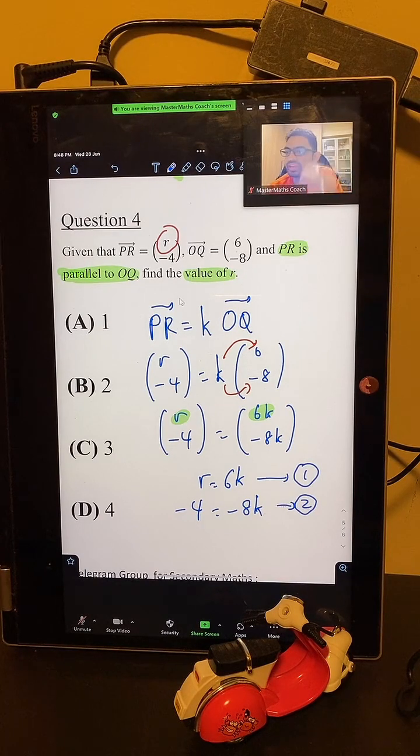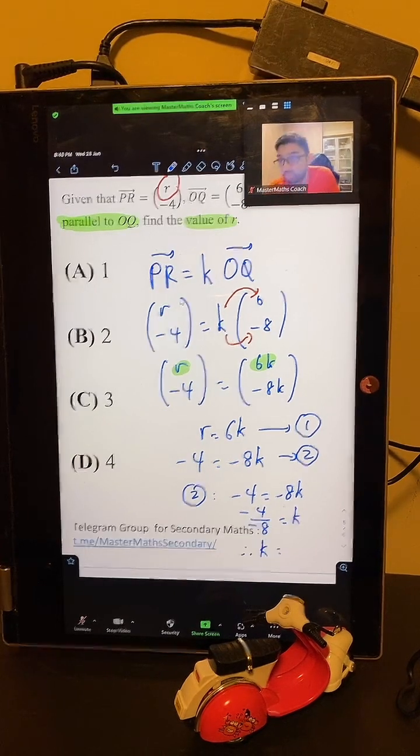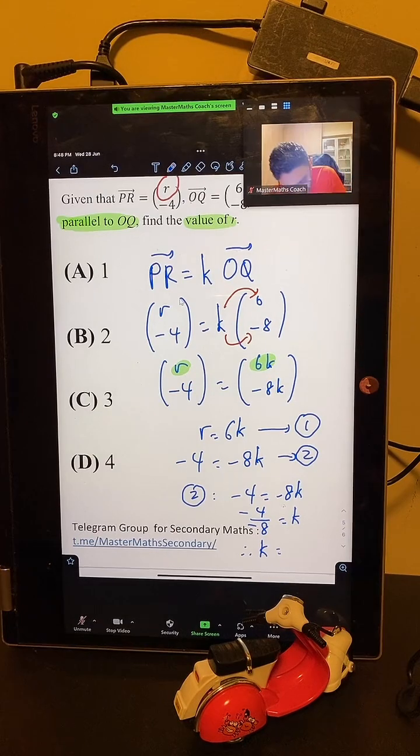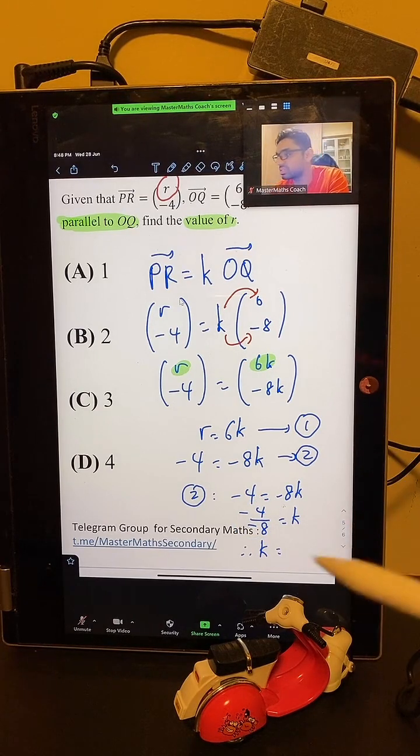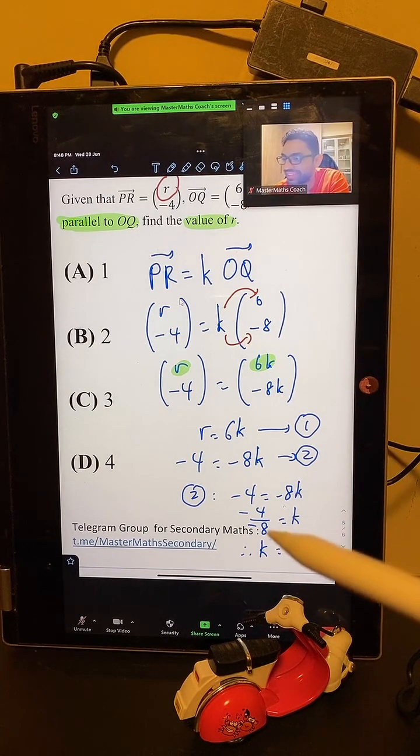Alright, now from the second equation, my friends, we know that negative 4 is negative 8k. Let's write it down again. Second equation, negative 4 is negative 8k. And we can bring the negative 8 down, and this is just going to be k. And therefore, k is just equals to, let me know in the chat box, guys. What is the value of k? Negative 4 divided by negative 8. My friends, what do you think k is? Negative 4 divide by negative 8.